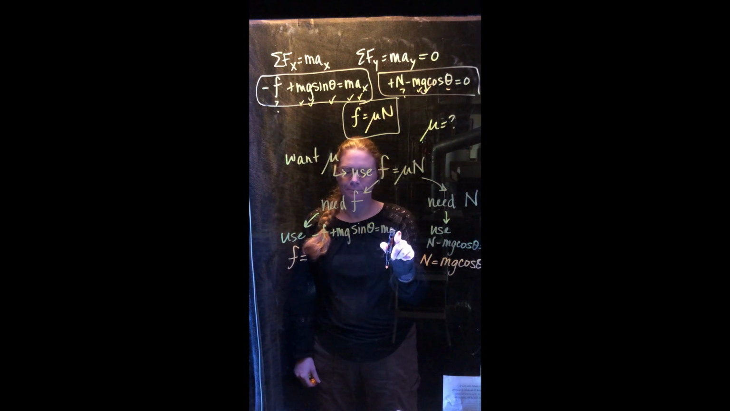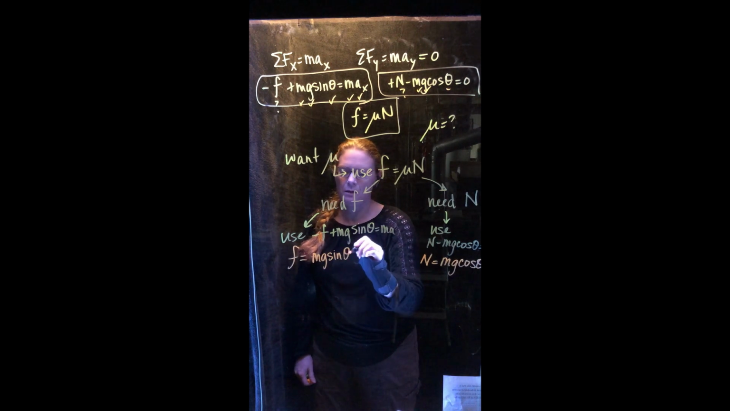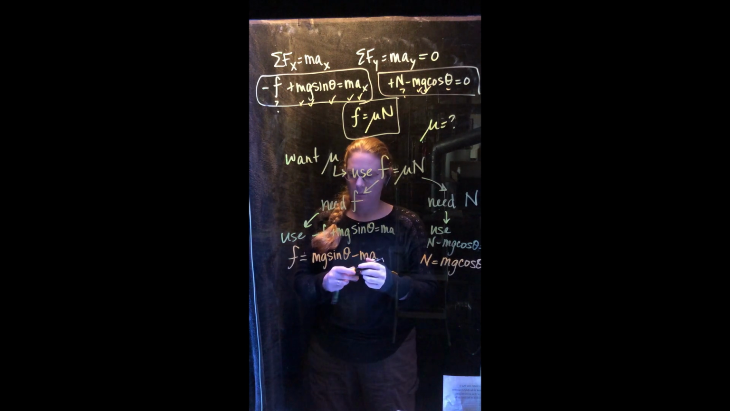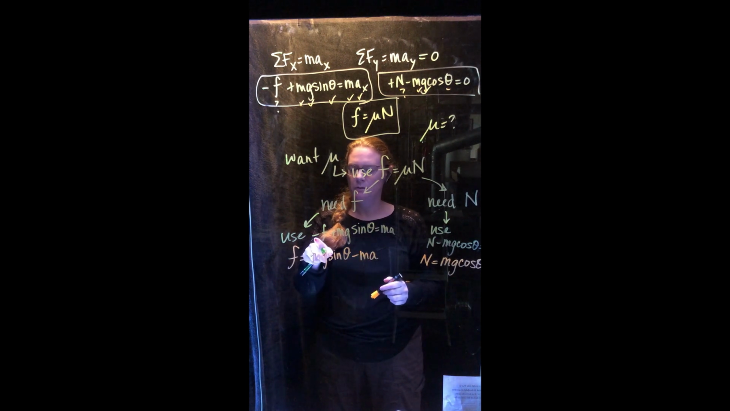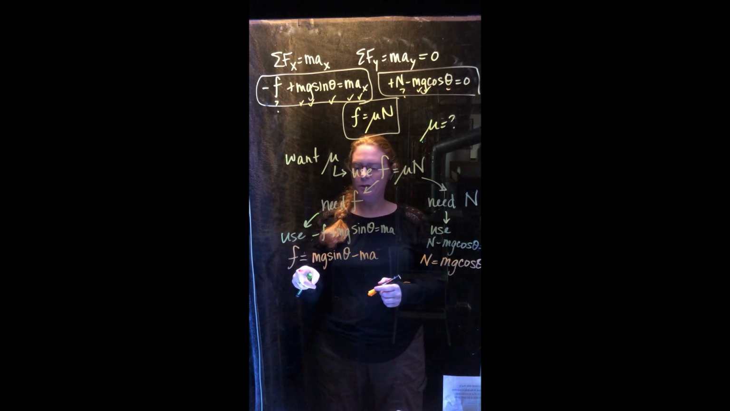If that goes over there, I'd have a positive friction. This stays here, mg sine theta, and this goes over to the other side, so minus ma. Is that right? If I switch all the signs, positive f minus minus. Yeah, that's right. All right, so I have an equation for friction.